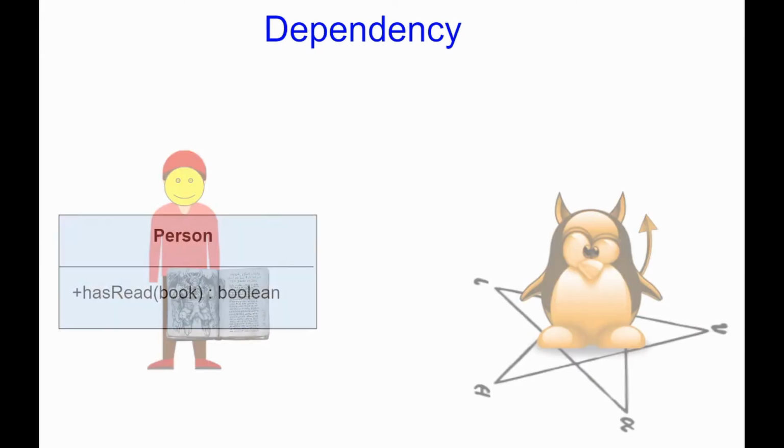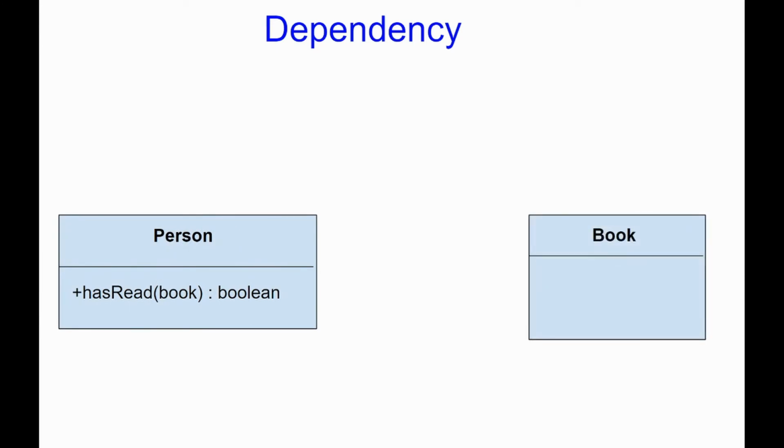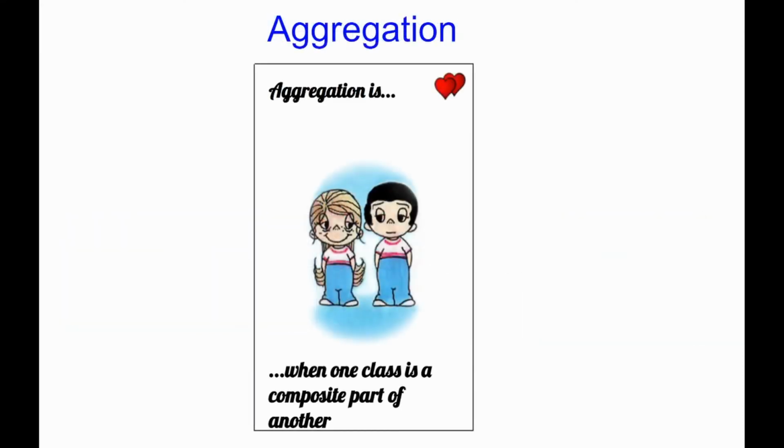For example, this person class has a has-read method with a book as an input parameter, which returns true if, for example, the person has read the book. Dependency is drawn with a dashed line with arrowhead pointing towards the class on which the method of another class could depend.